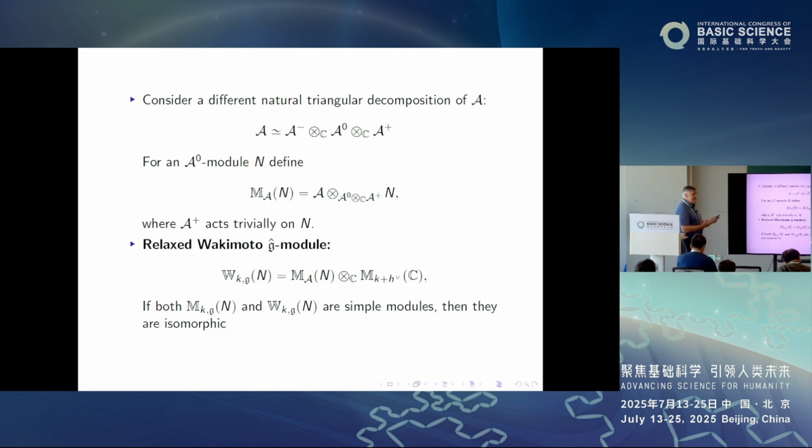So this is sort of an analog of the classical Wakimoto module because it has a free field realization. And in the generic case, when it is simple and the induced module M is simple, then they will be isomorphic. And so that's the whole purpose, to get a free field realization for these modules.